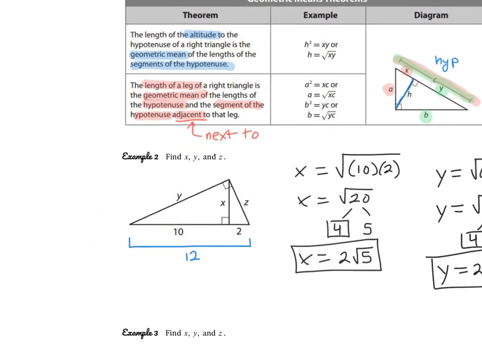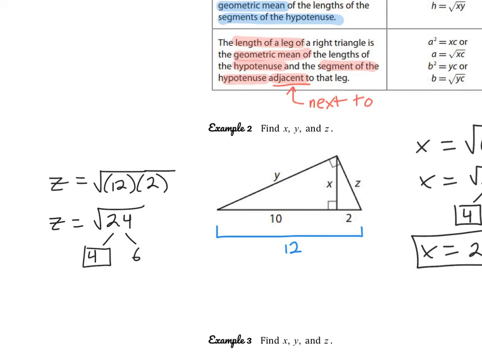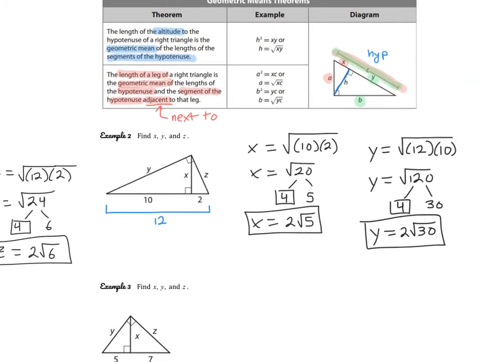Okay, and now last we need to find segment z, so we can use the same theorem that we did for y. So the length of one leg, z, is the geometric mean of the hypotenuse, so 12 again, and the segment of the hypotenuse that is adjacent to z, which would be 2. So here we get the square root of 24. 24 is 4 times 6, and again, the square root of 4 is 2, so 2 root 6. So there you have it.